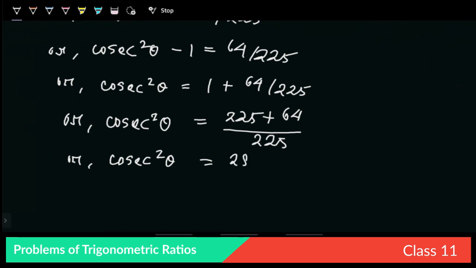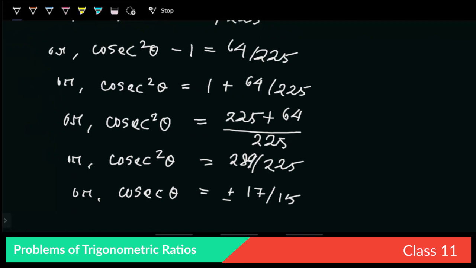It will be 289 by 225. Okay, so from this I can say that cosec theta will be what? Cosec theta will be plus minus 17 by 15. Why? Because 289 is the square of 17 and 225 is the square of 15. So from cosec square theta, I have written cosec theta equals plus minus 17 by 15.